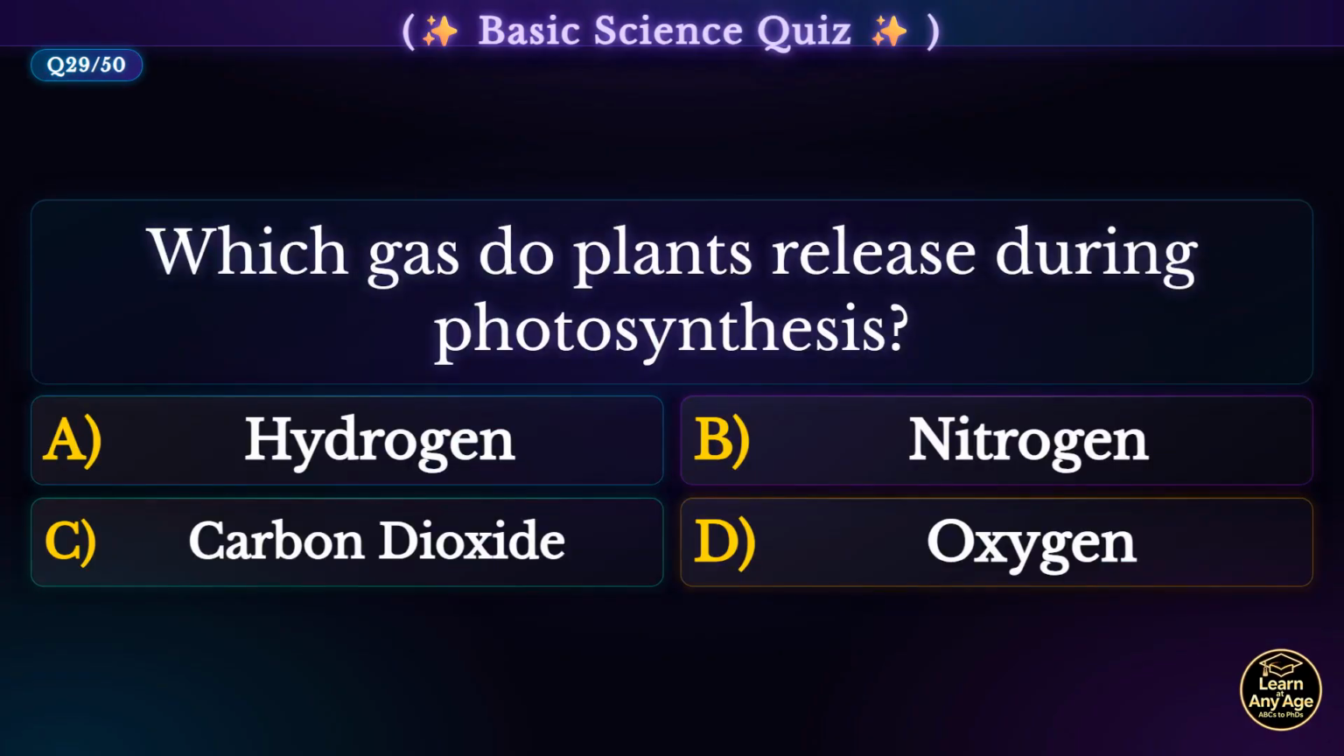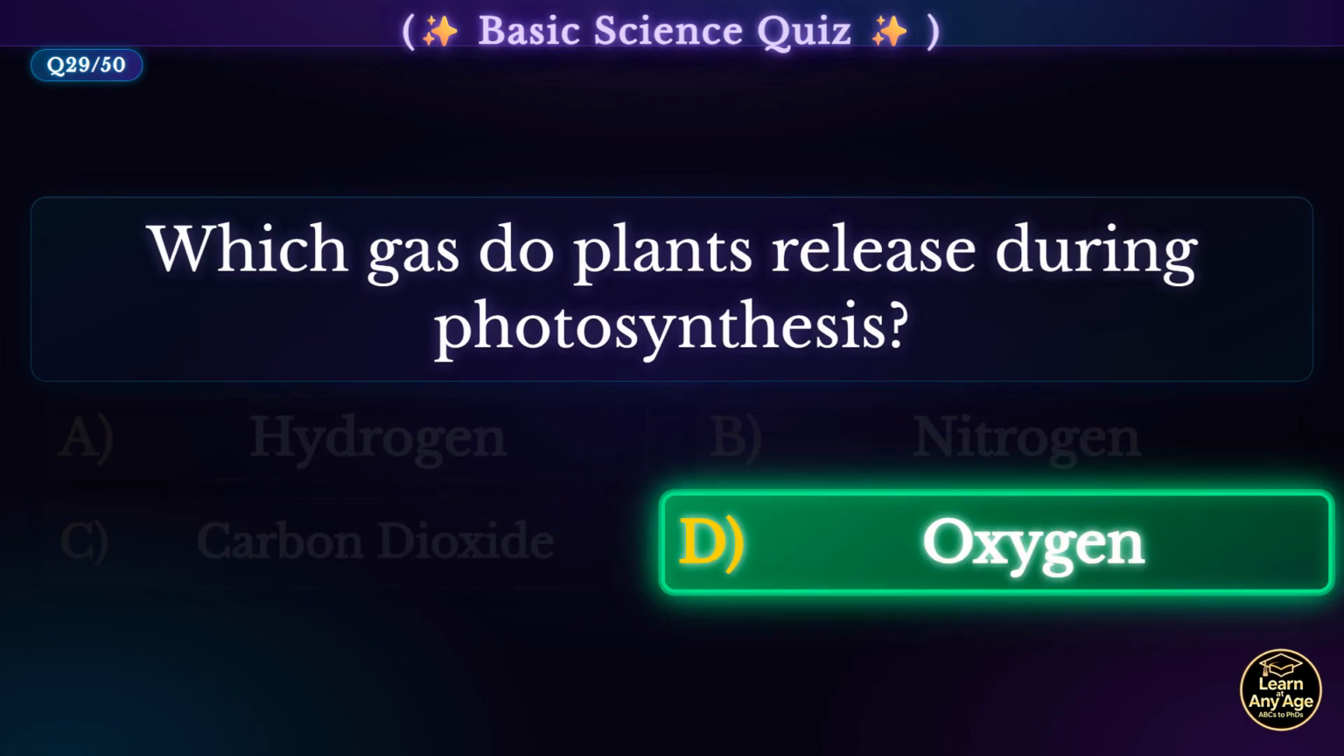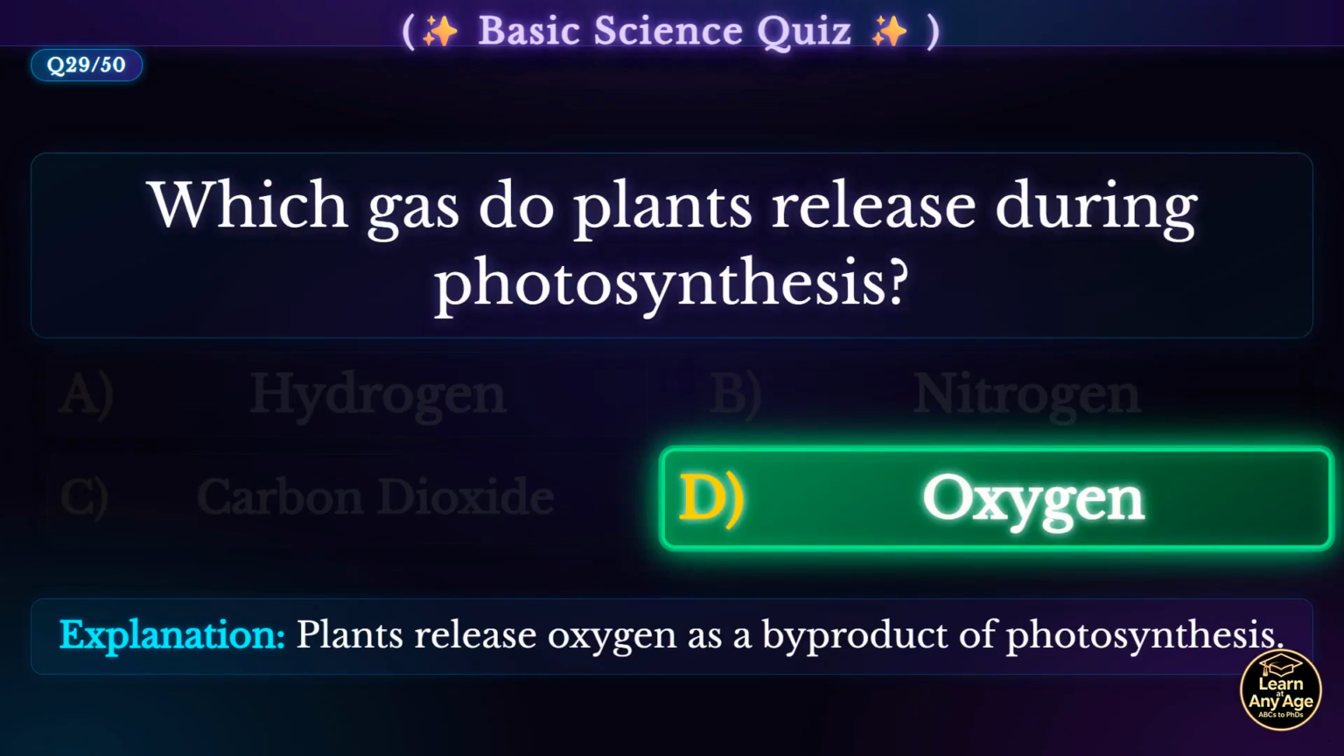Which gas do plants release during photosynthesis? Hydrogen, nitrogen, carbon dioxide, oxygen. Oxygen. Plants release oxygen as a byproduct of photosynthesis.